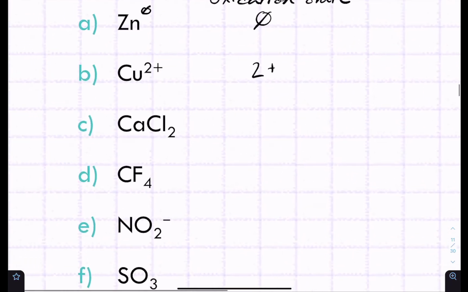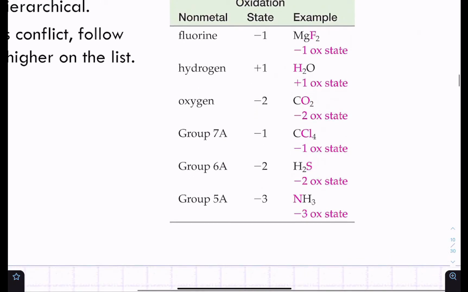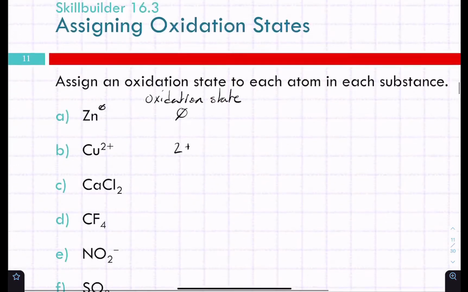How about for calcium chloride? I have a question real quick. On the chart, did it have the charges before the numbers? Oh, yes. The charges for oxidation states are different, the charge would go with the numbers. Okay.